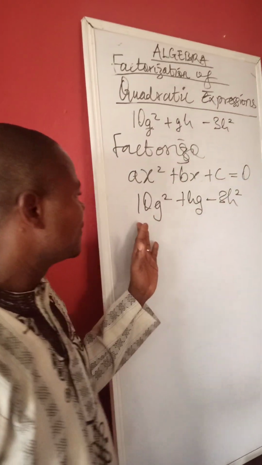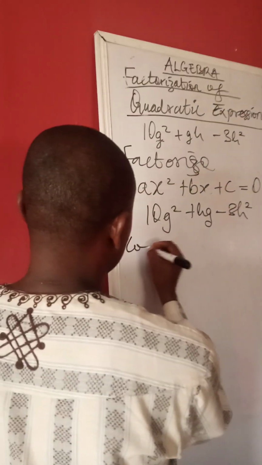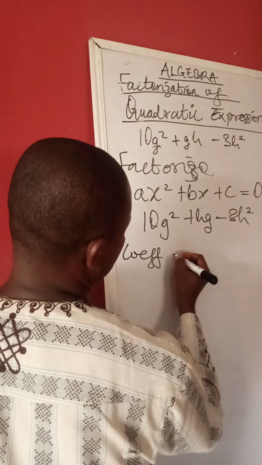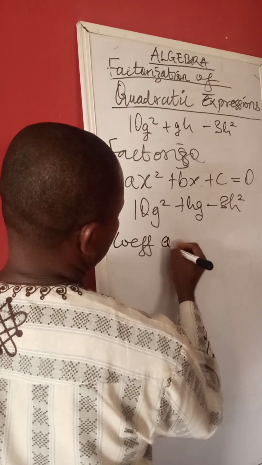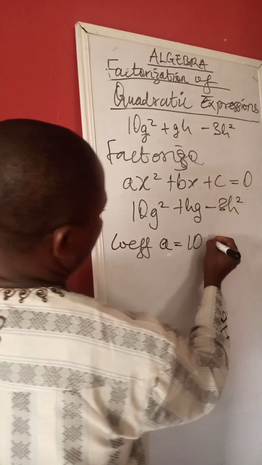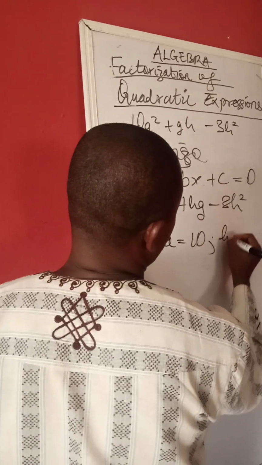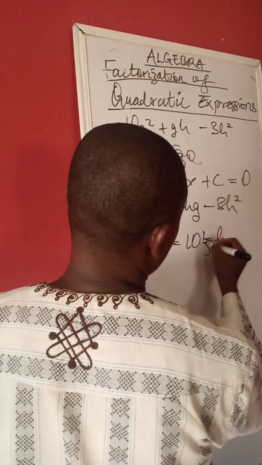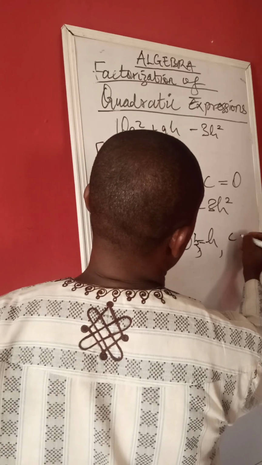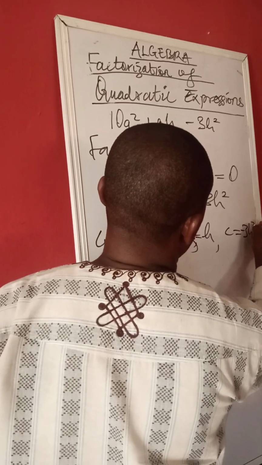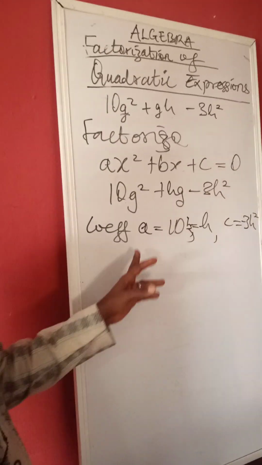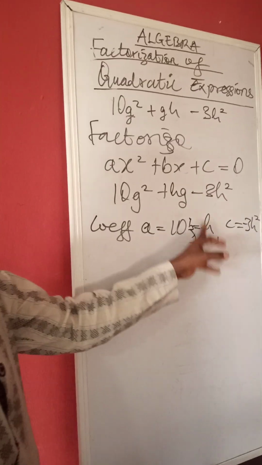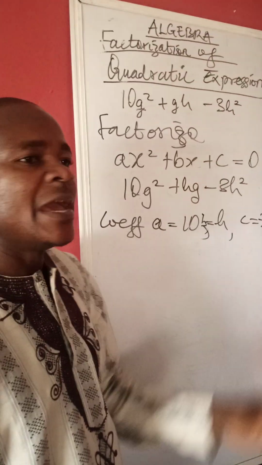Here, the coefficient of the first term, let me write that, coefficient of the first term, that is A, is equal to 10. Coefficient of the second term, of course, will be H. If you like, B will be H. And C will be equal to minus 3H squared. So once again, our A is 10. My B is H. My C is the whole of minus 3H squared.